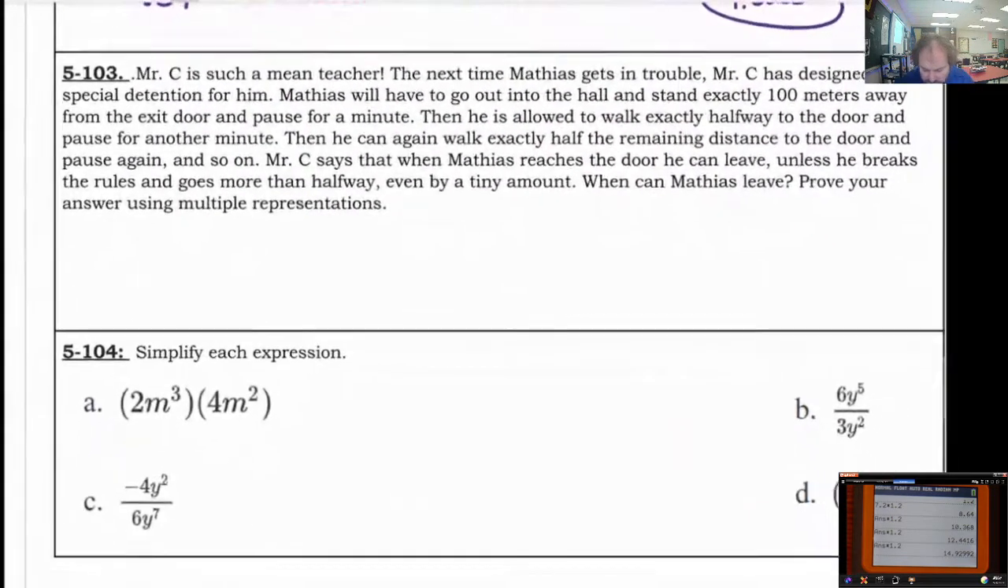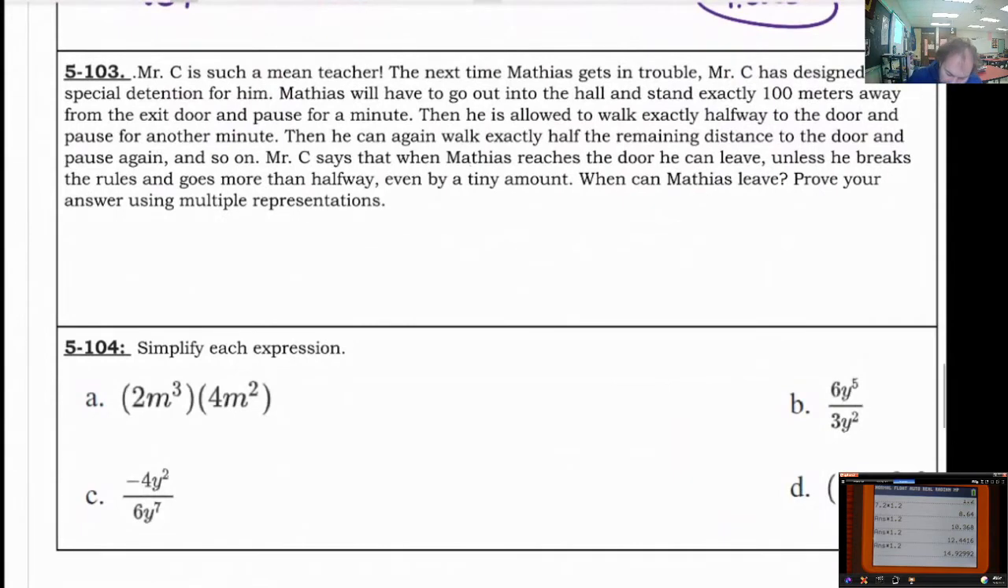103. Mr. C is such a mean teacher. The next time Matthias gets into trouble, Mr. C has designed a special detention for him. Matthias will have to go out in the hall and stand exactly 100 meters away from the exit door and pause for a minute. Then he's allowed to walk exactly halfway to the door and pause for another minute.